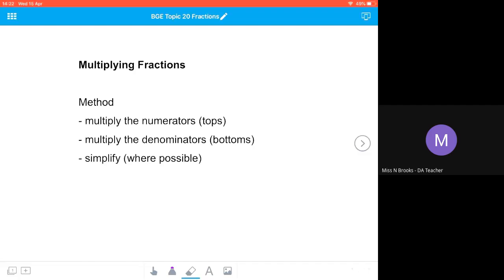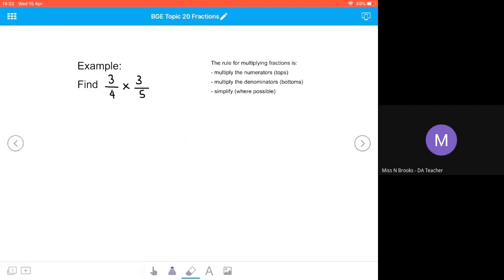So we're going to look at doing this with proper fractions, and then we'll have a look at doing mixed numbers in the next video. So the first example is find 3/4 times 3/5, or find 3/4 multiplied by 3/5. So we've got the rules up there in the top right hand corner.